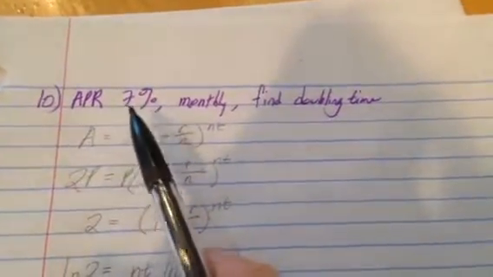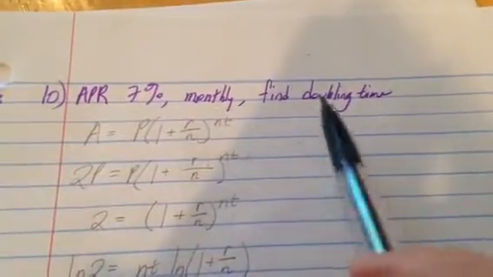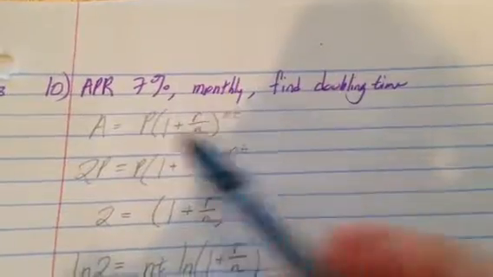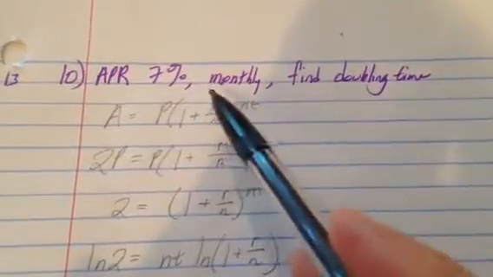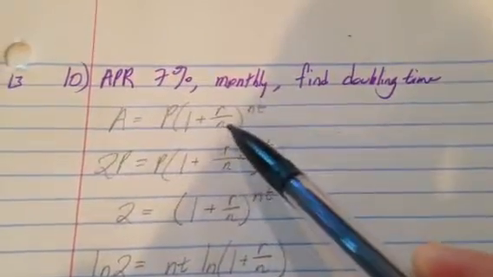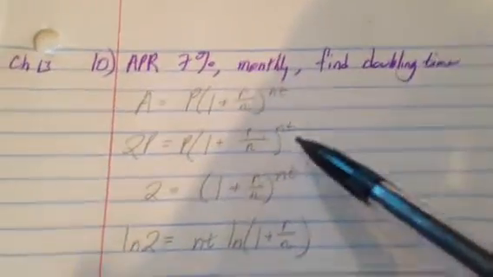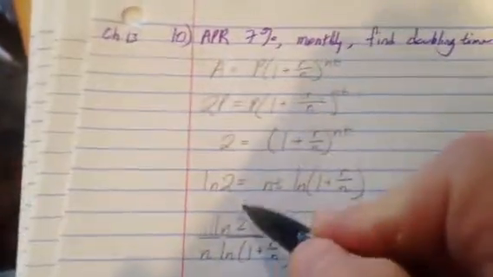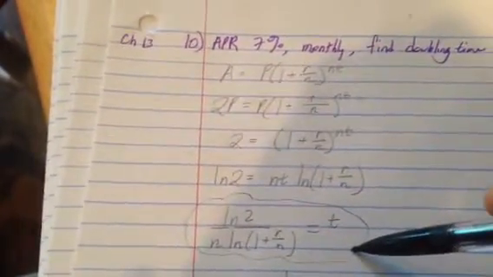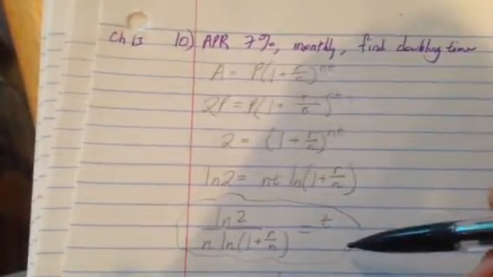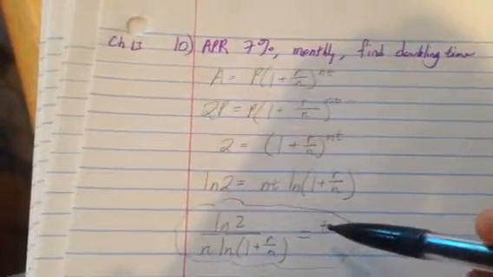So they give you an APR compounded monthly, and they want you to find the doubling time. Now, believe it or not, it's the same formula we've been using, this one here, because we're compounding monthly. But I'm going to solve it for t for you to get this formula here. And this can be a formula that you add to your formula sheet as long as you're allowed to use it, so you don't have to solve it every time.